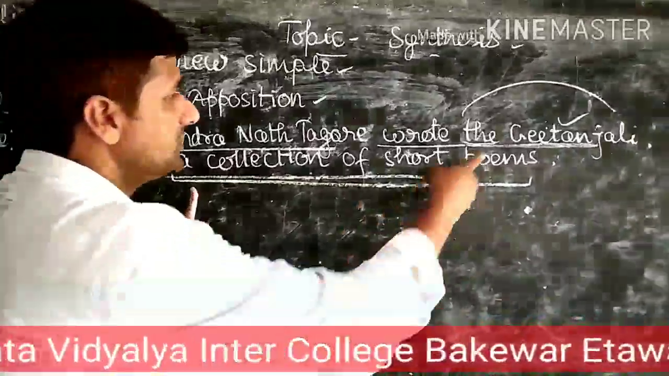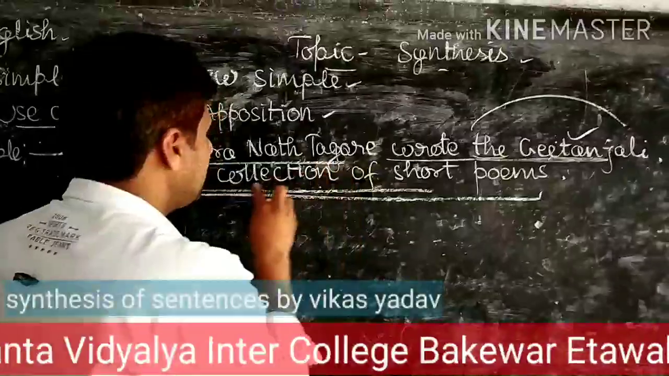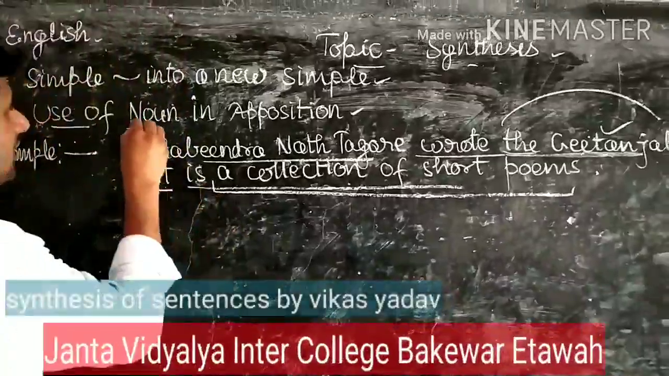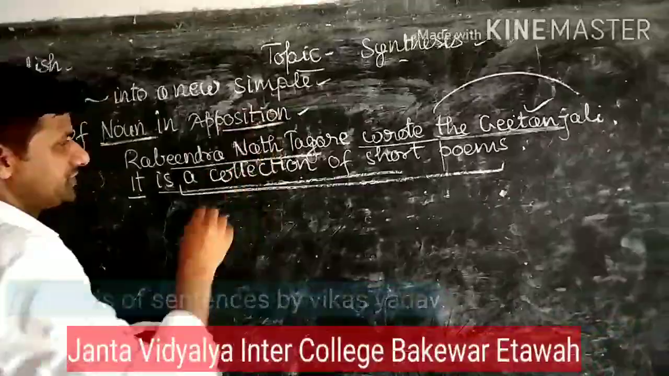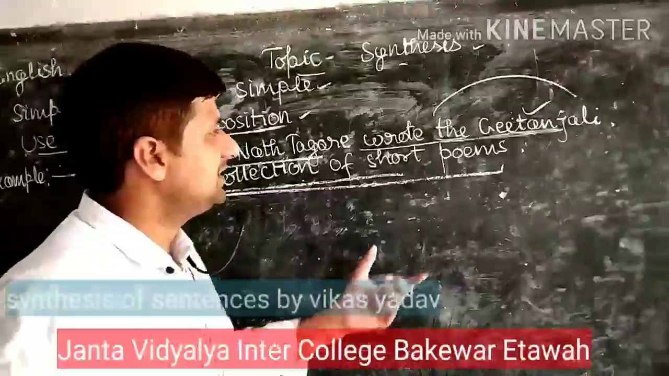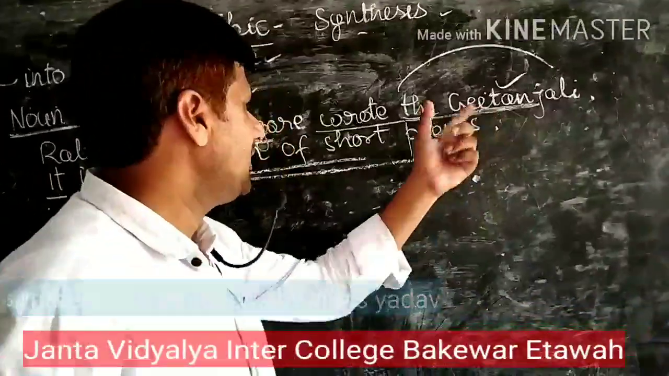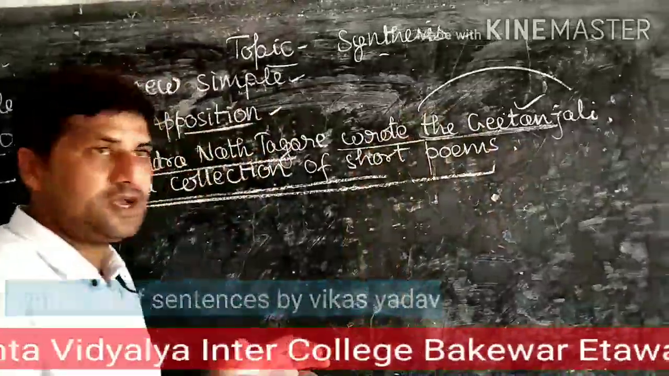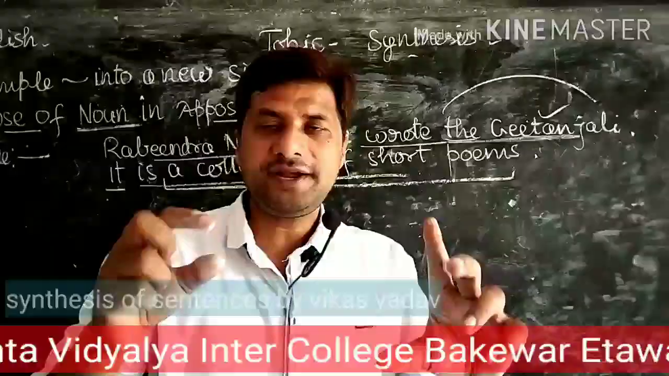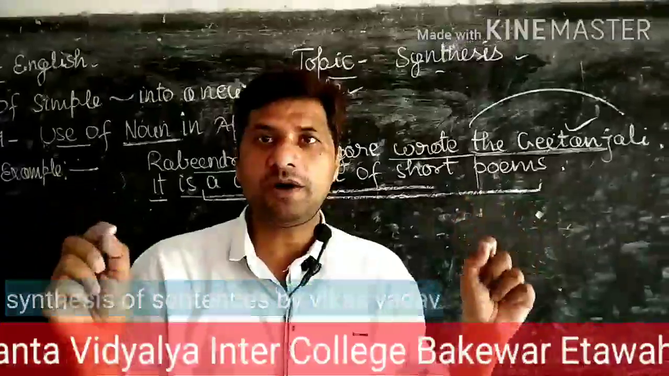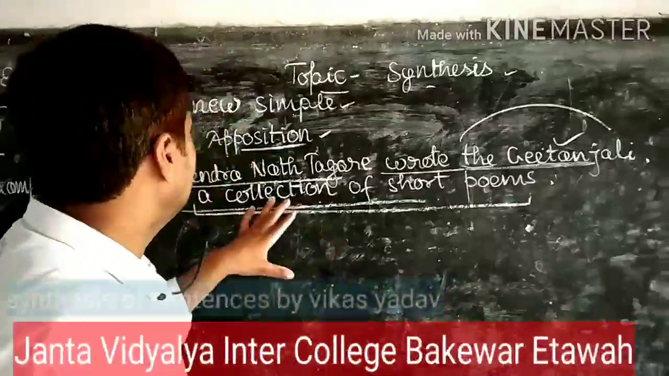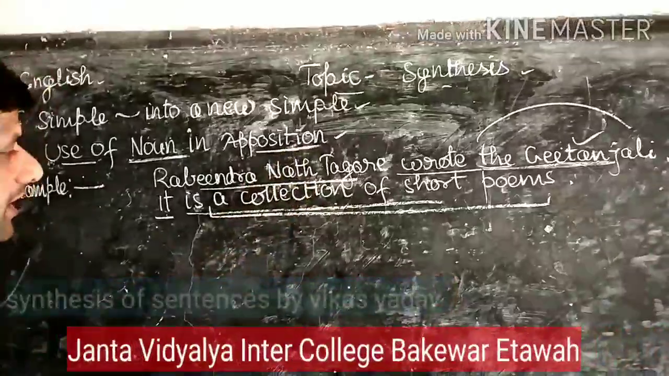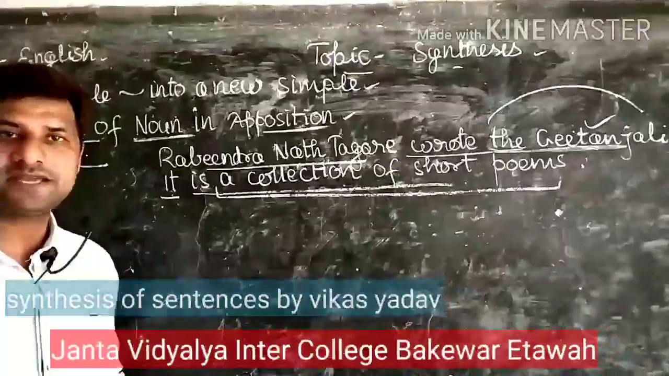then we can use both the noun and the noun phrase together, and this process is called noun in apposition. For example, if we write the Gitanjali, comma, a collection of short poems, and put them together by using commas, then this new formation will be called noun in apposition, and by doing so we can make a simple sentence.